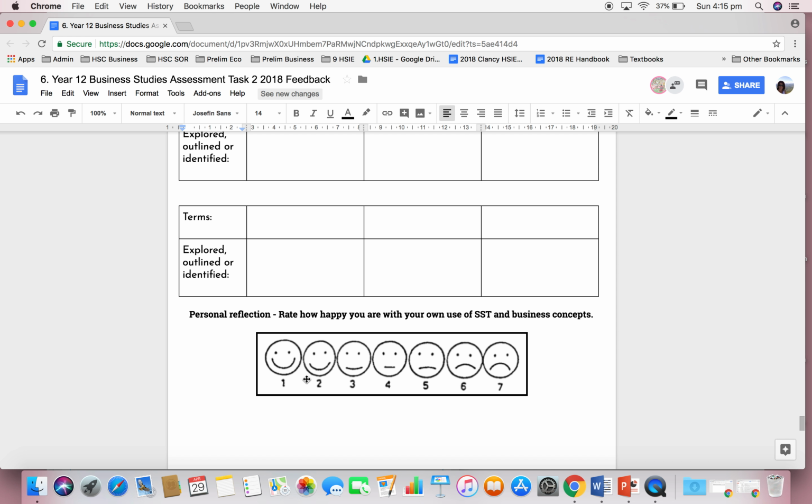So have a bit of a personal reflection. Are you really happy with your use of subject-specific terminology and concepts? Or are you a little bit disappointed with how you used these concepts or terms, or didn't use them in your response? Okay, so have a bit of a think. Now remember, it's not just about being sad or happy. It's about thinking about how we can use this reflection to move us forward.